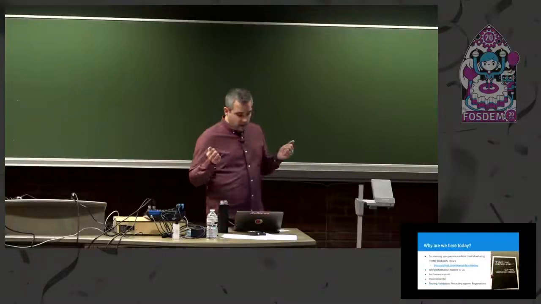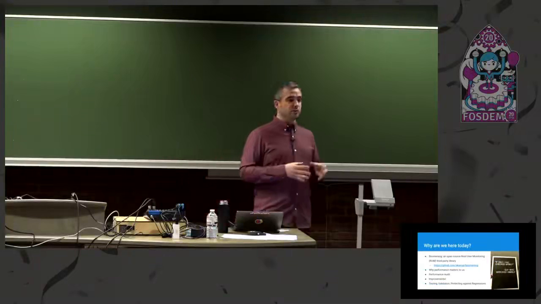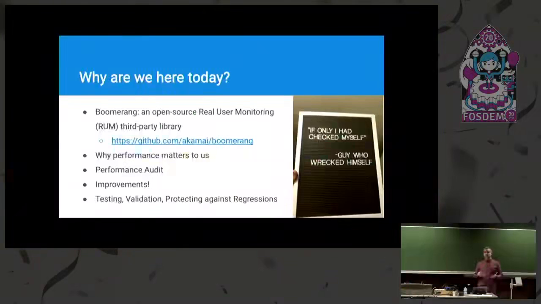So why are we here today? Boomerang is an open source real user monitoring library. It monitors performance. When you visit a website, if Boomerang is on it, it's going to capture all the performance data that we can: how fast it took, characteristics of the page itself. We at Akamai are the primary contributors to Boomerang. Here's the GitHub repository if you care about it, but it is an open source product. You are welcome to use Boomerang if you want.